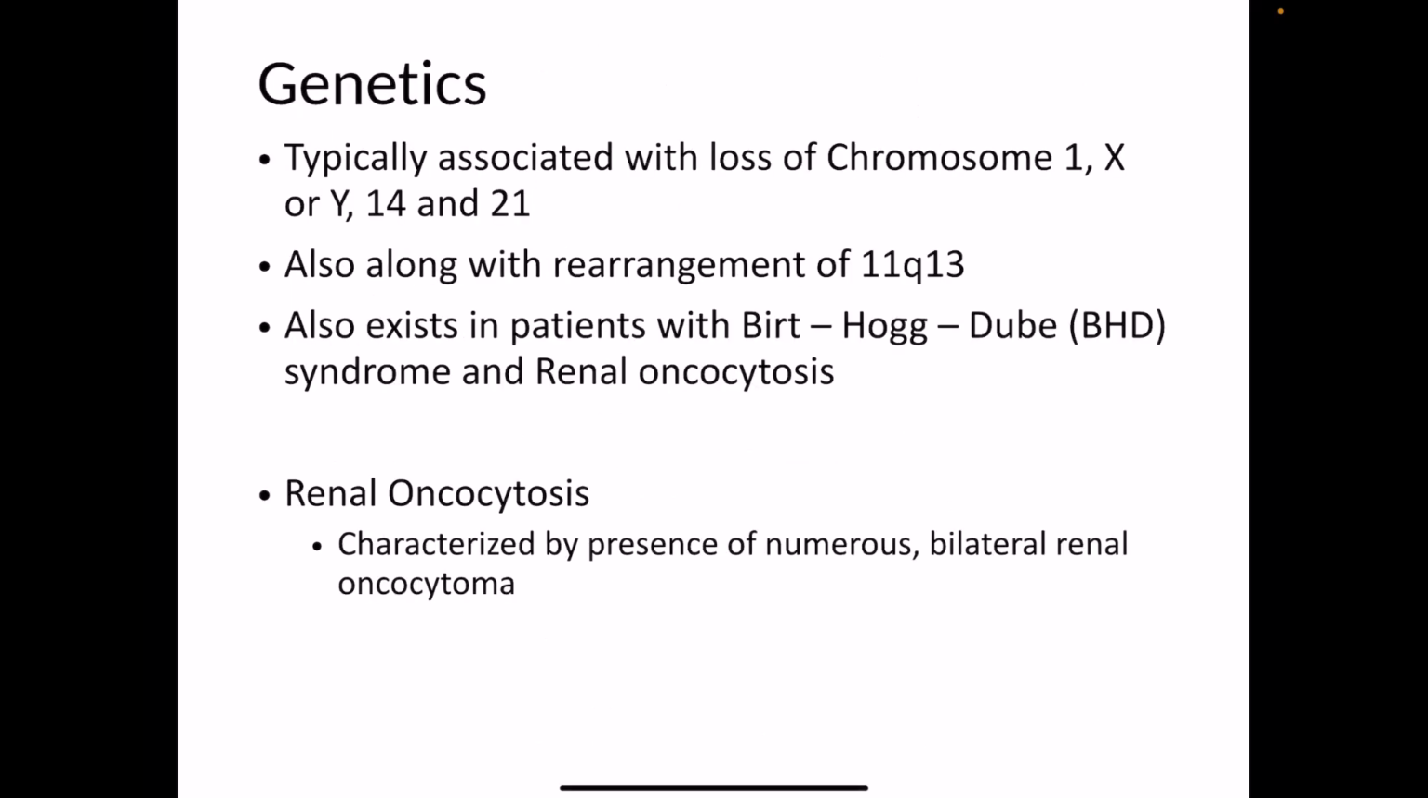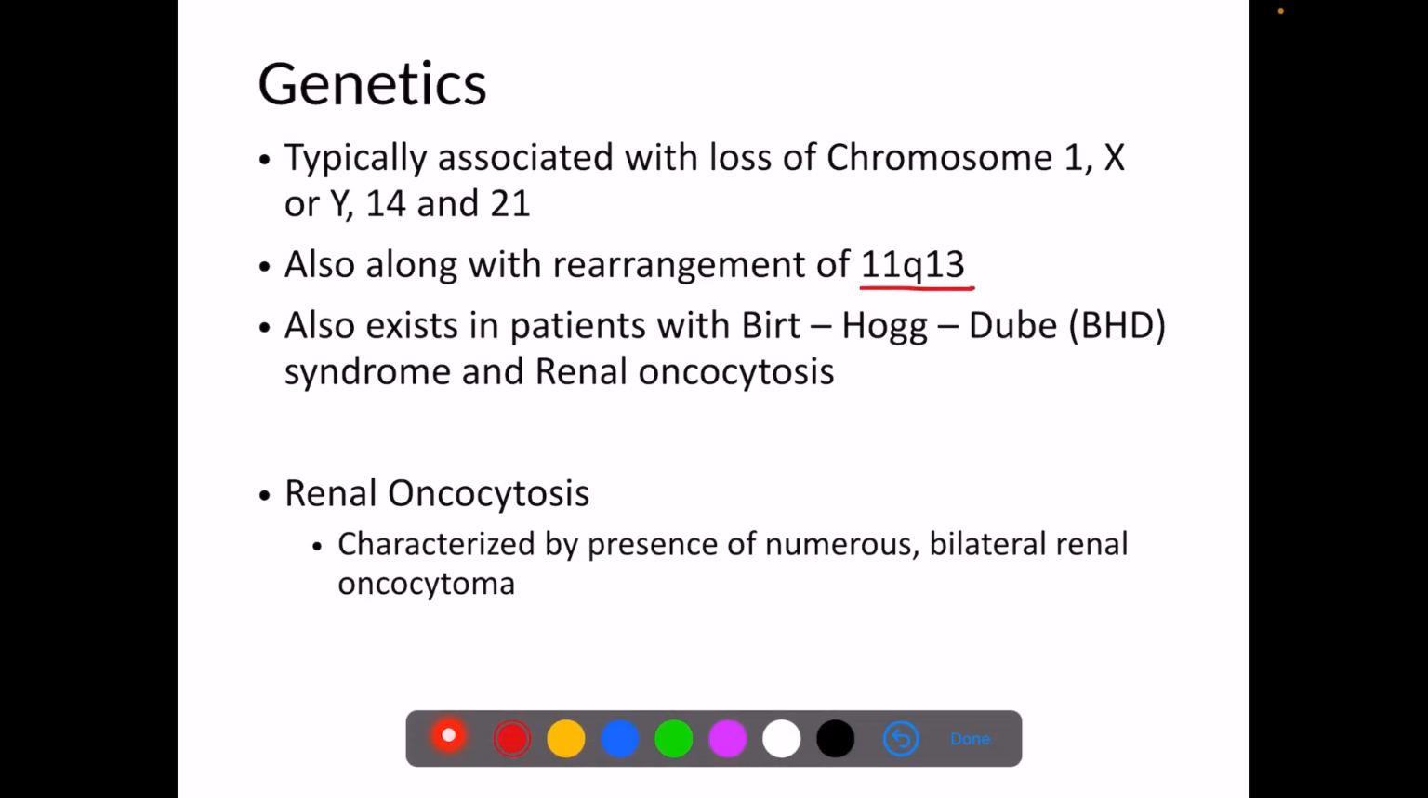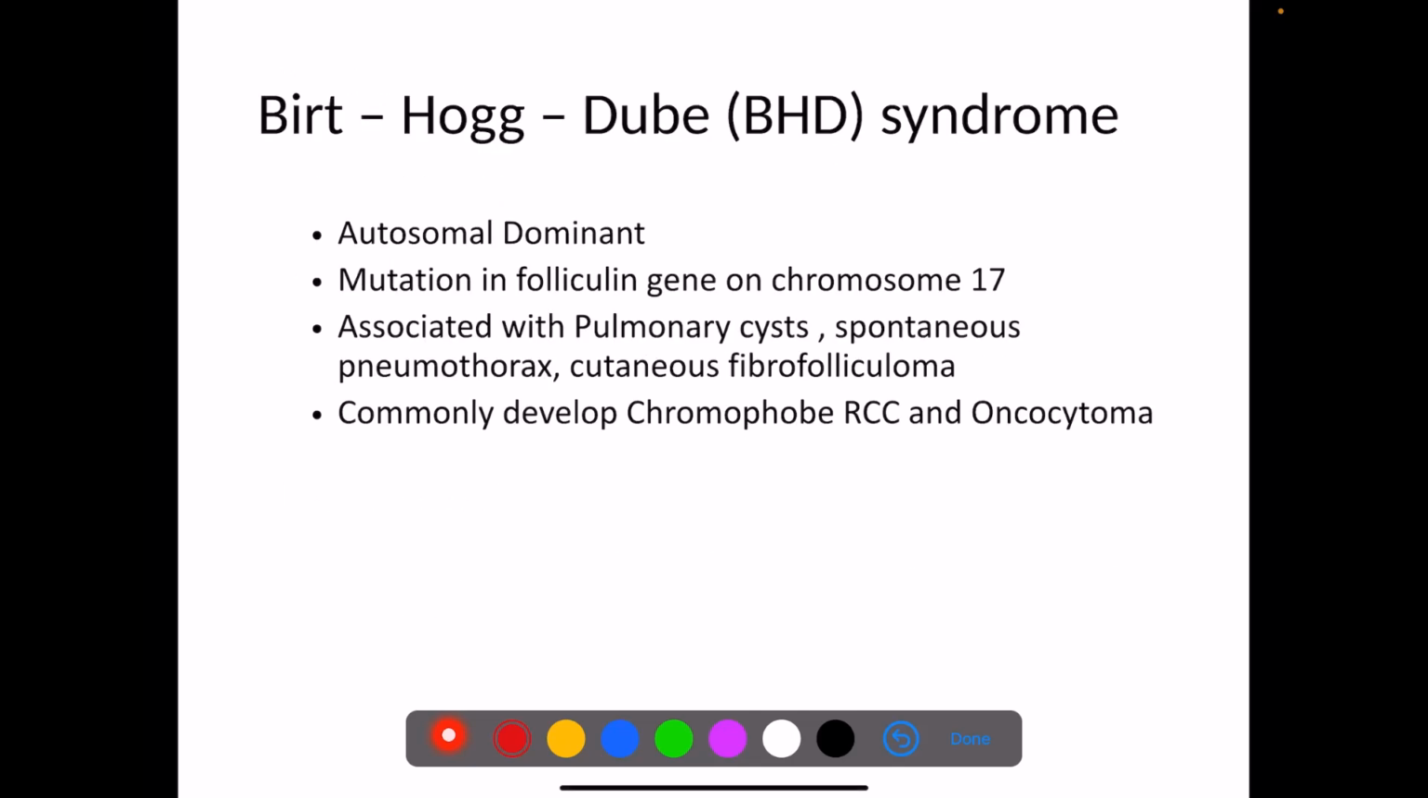Coming to the genetics, it is typically associated with loss of chromosome 1, X or Y chromosome, or chromosome 14 and 21 loss, also with rearrangement of 11q13. It also exists in patients with Birt-Hogg-Dubé syndrome and renal oncocytosis. Renal oncocytosis is a condition characterized by the presence of numerous bilateral renal oncocytomas. And Birt-Hogg-Dubé syndrome is autosomal dominant, with a mutation in the folliculin gene on chromosome 17.